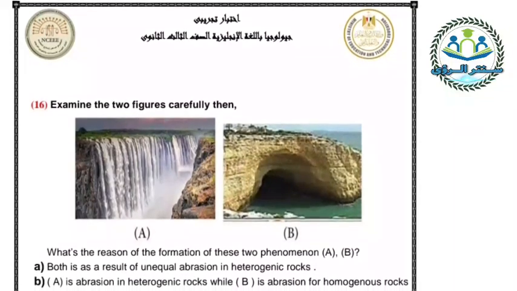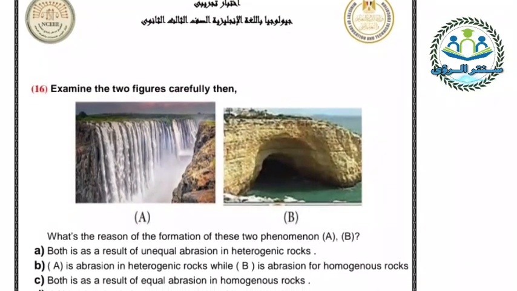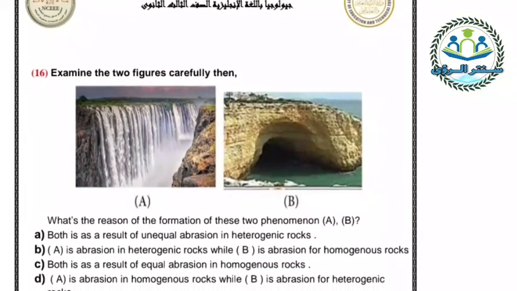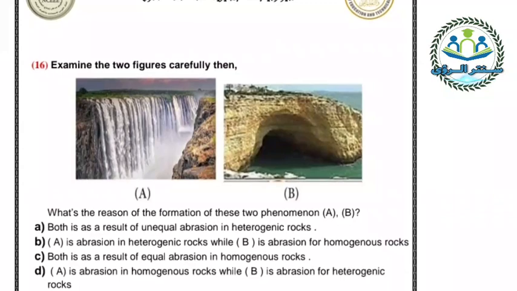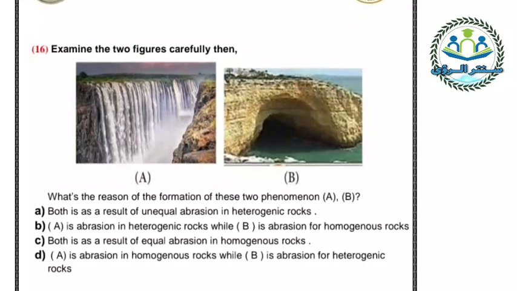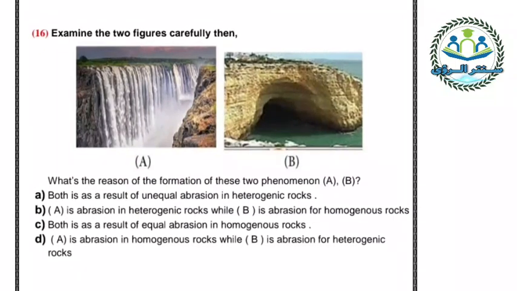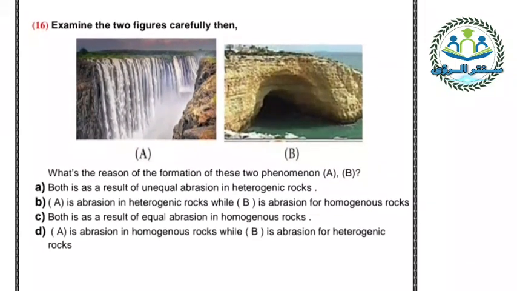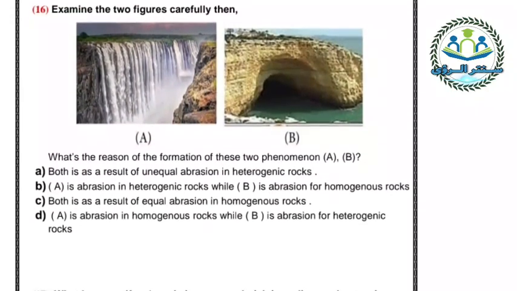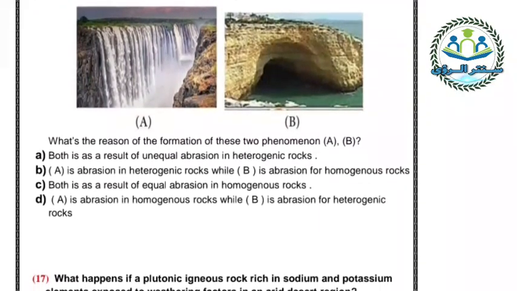16. Examine the two figures carefully then. What's the reason of the formation of these two phenomena? A. Both is as a result of unequal abrasion in heterogenic rocks. B. A is abrasion in heterogenic rocks, while B is abrasion for homogeneous rocks. C. Both is as a result of equal abrasion in homogeneous rocks. D. A is abrasion in homogeneous rocks, while B is abrasion for heterogenic rocks.